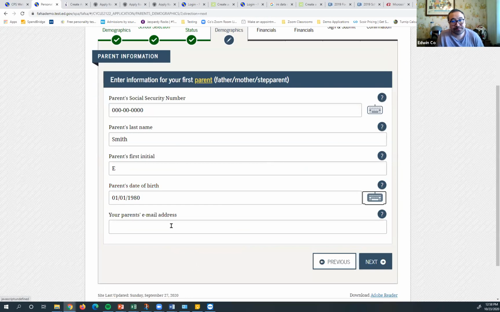Parent email is optional. If you don't have this information on hand, just make sure that you take a note that you need to collect this information later.